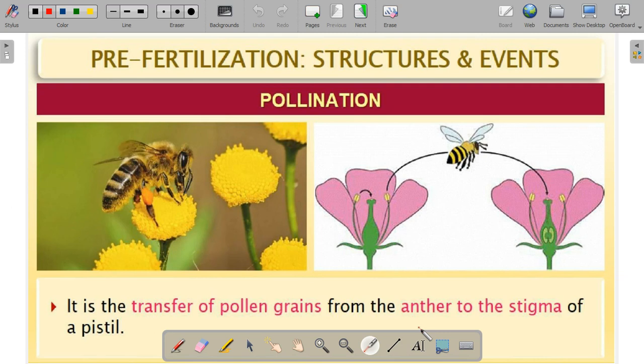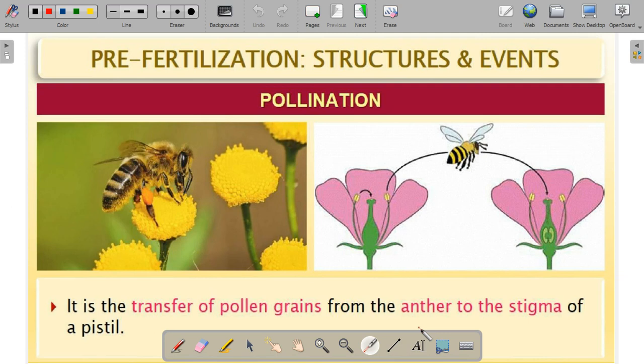Any doubt in this, children? No, sir. Okay, fine. Now we are going to look at pollination. In case of human beings, we call this process insemination. That means it is a process whereby the male gamete is deposited into the female reproductive tract in case of animals. In plants, the gamete transfer mechanism is called pollination. That means the male gamete has to be transferred into the female part.